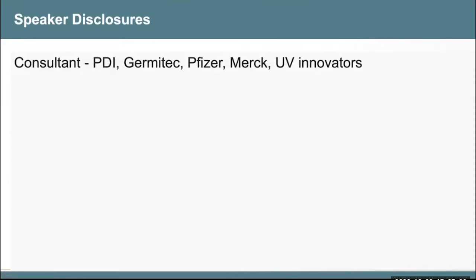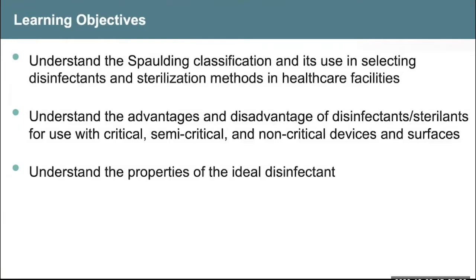Learning objectives. First, my disclosures are here. None of them are relevant, and I don't mention any specific products that are not in published papers in today's talk. Learning objectives are to understand the Spalding classification and its use in selecting disinfectants and sterilization methods in healthcare facilities; to understand the advantages and disadvantages of disinfectant sterilants for use with critical, semi-critical, and non-critical devices and surfaces, and I will define all of those for you; and to understand the properties of an ideal disinfectant.